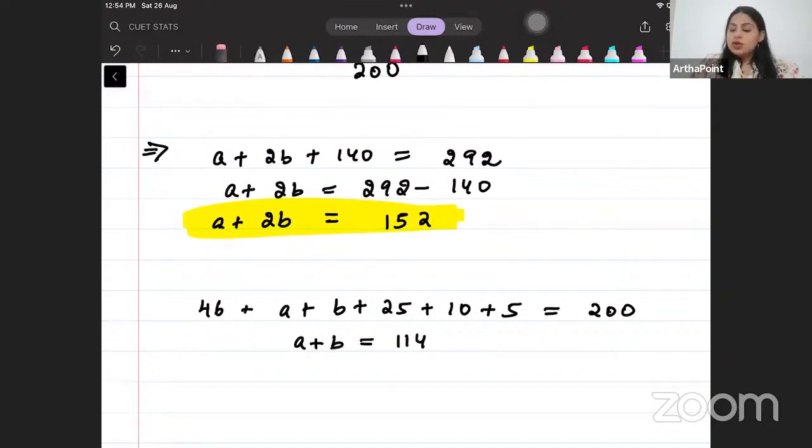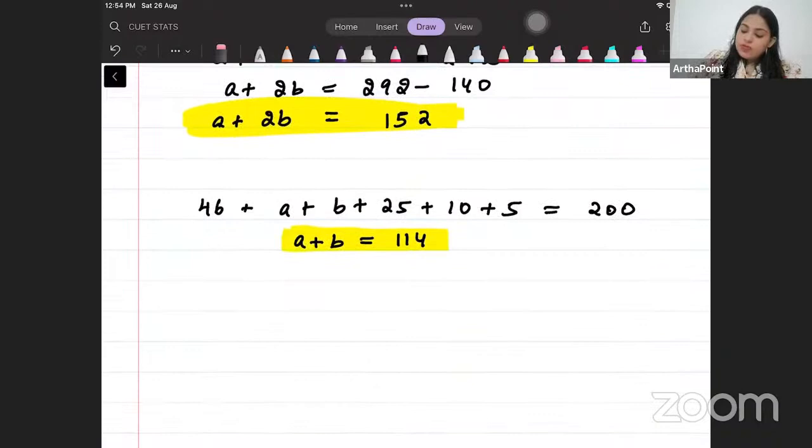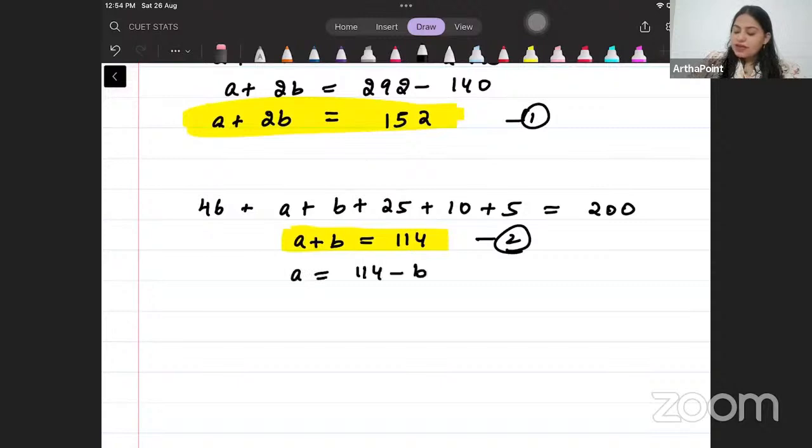It will come like this. So you have got two equations. This is the first equation and this is the second equation. Two equations, two variables, solve them simultaneously. So from the second equation, I will put it back in the first equation. So, beta, from here A will be 114 minus B.